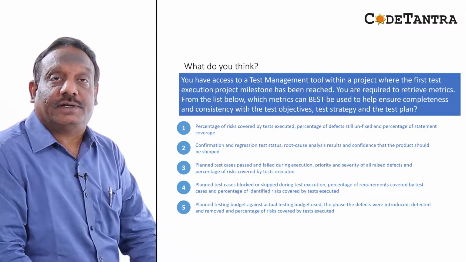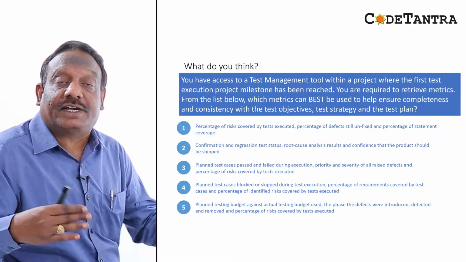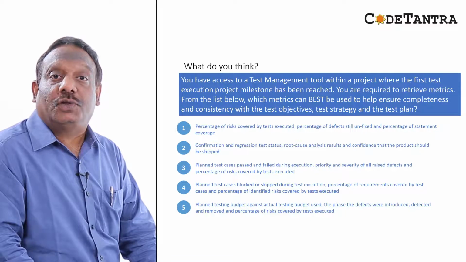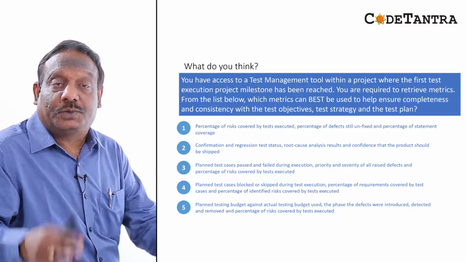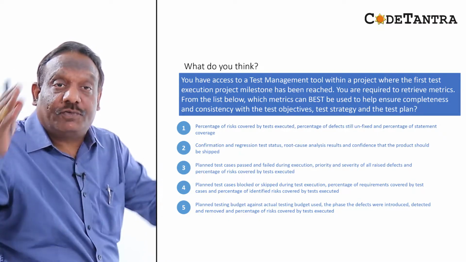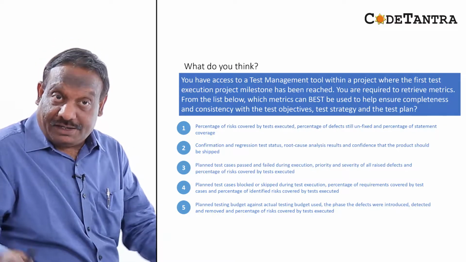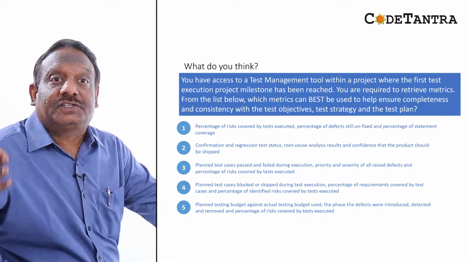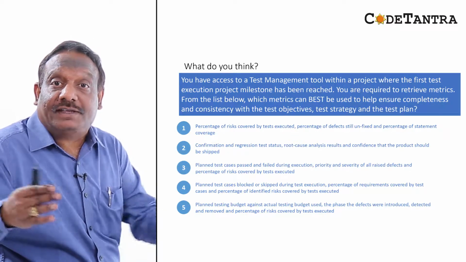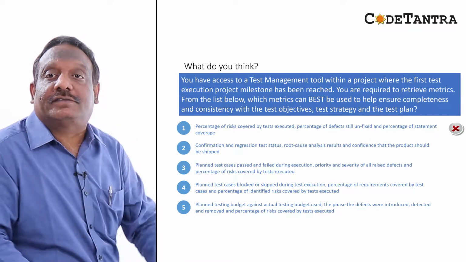So let us talk about the first one. Percentage of risks covered by tests executed, percentage of defects still unfixed, and percentage of statement coverage. What do you think? Do all the 3 items relate to metrics that will help you understand the completeness and consistency of your testing with respect to your test objectives, test strategy and the test plan? Yes, maybe the risks covered and statement coverage can be potential ones, but definitely not the percentage of defects still unfixed. That indicates something about the progress, not about the completeness and consistency. So it is a false statement.